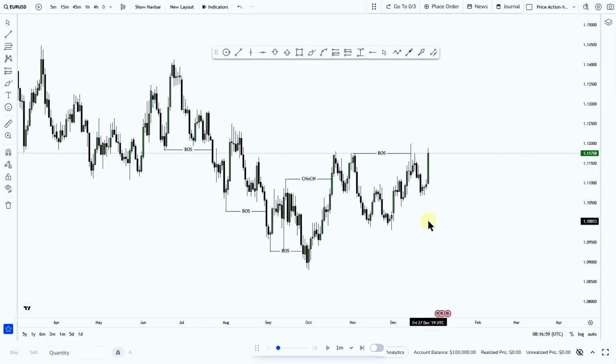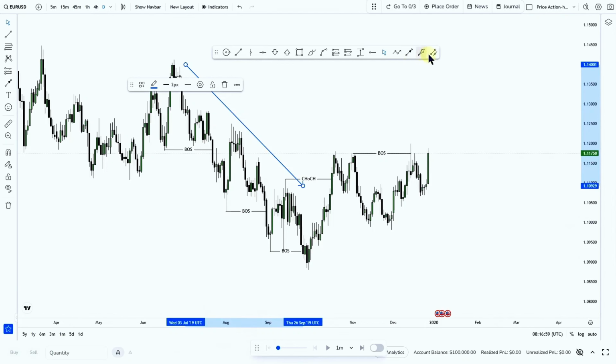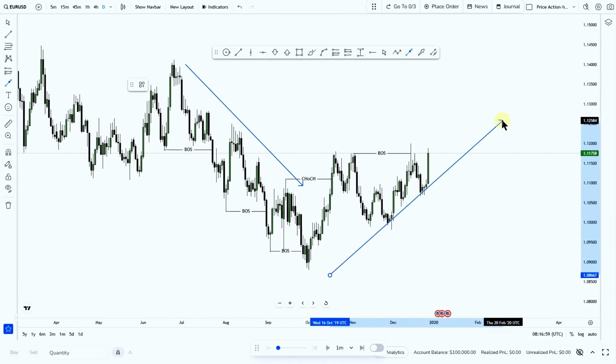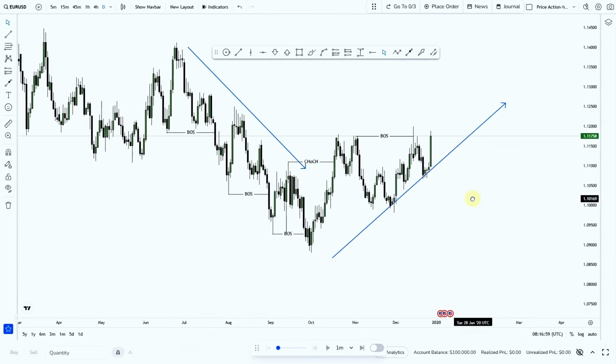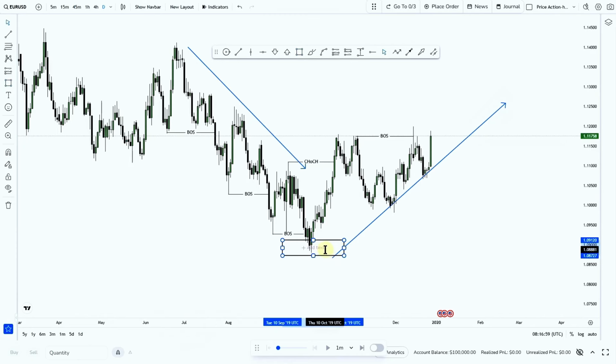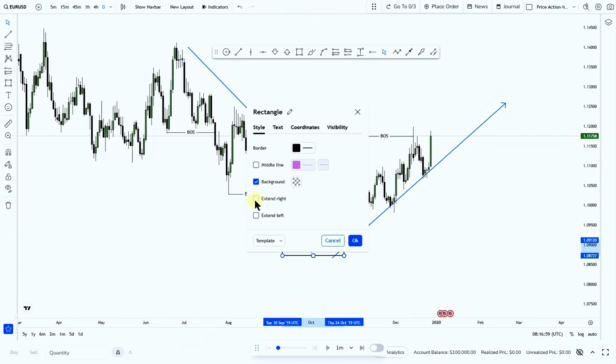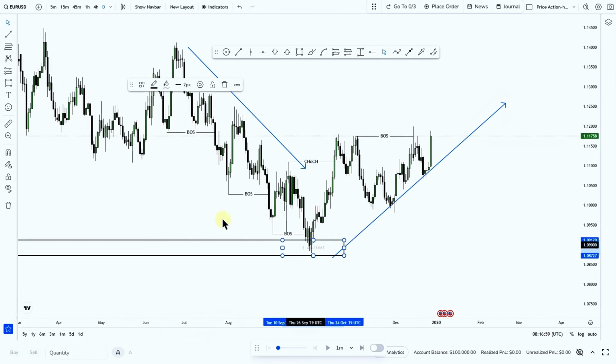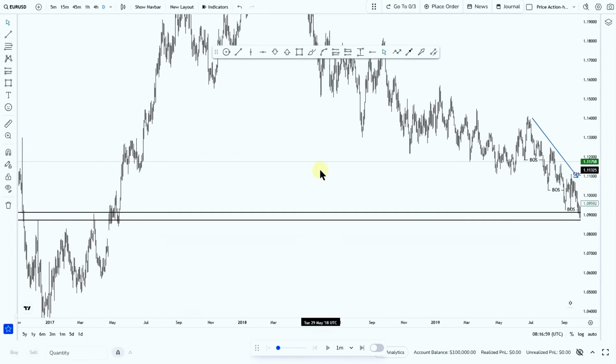The change of character right there hints at a possible reversal. But we don't trade hints, we trade confirmations. Price was falling extremely, but now it is making a push upward. This last lower low is the real turning point. So let's zoom out and ask the important question: can this zone be trusted? So we mark that zone and extend the line to the left, and watch how the market has reacted to this area in the past.